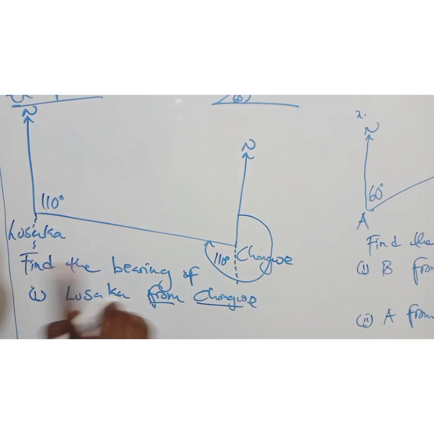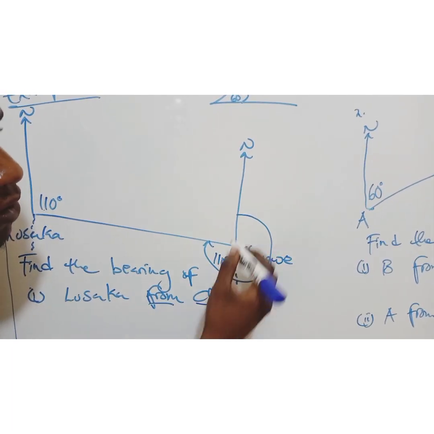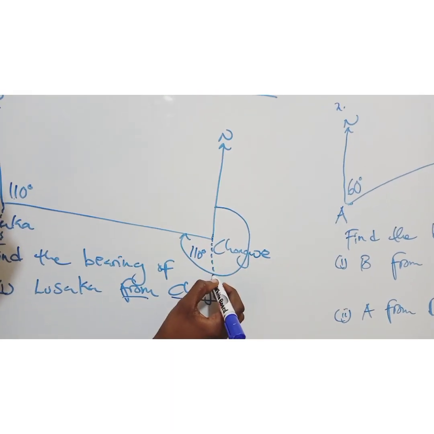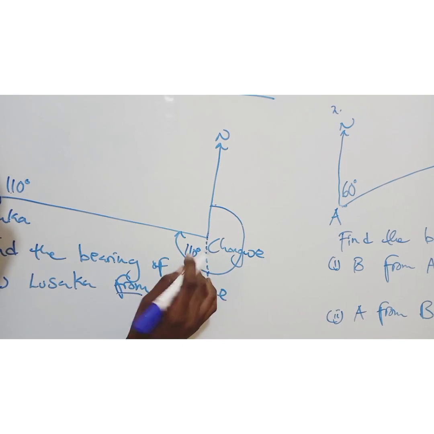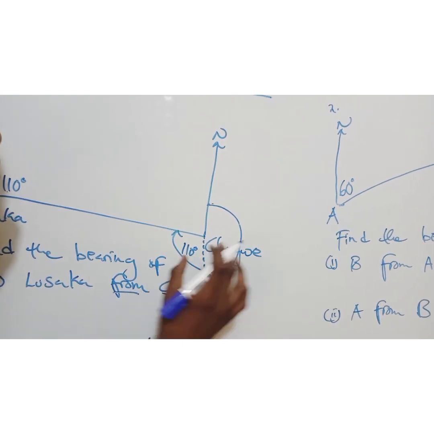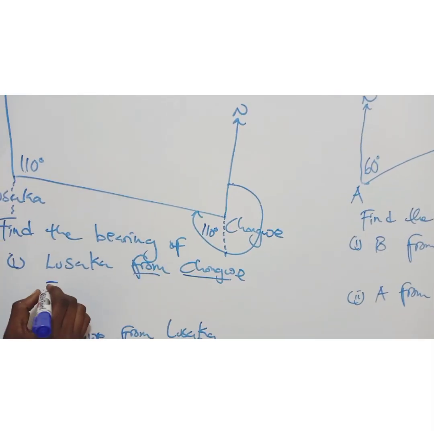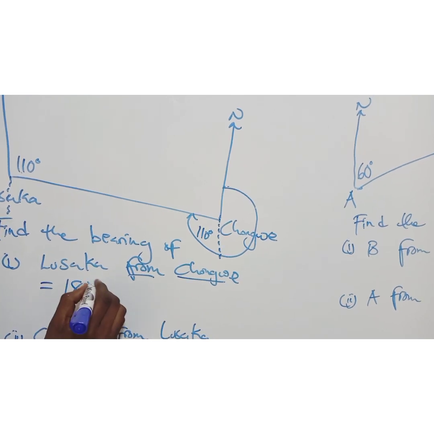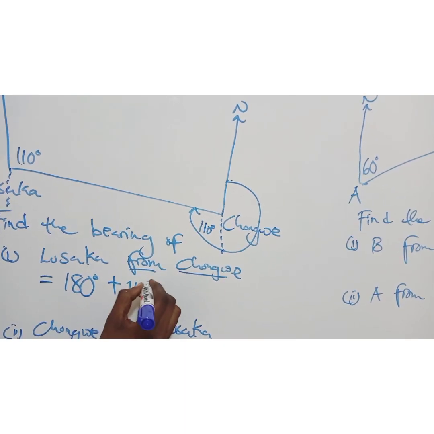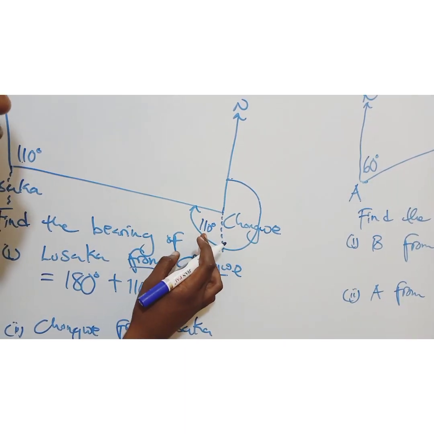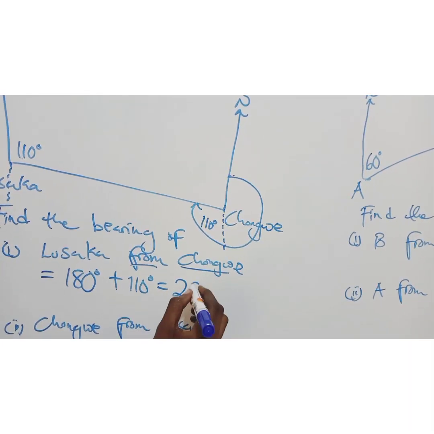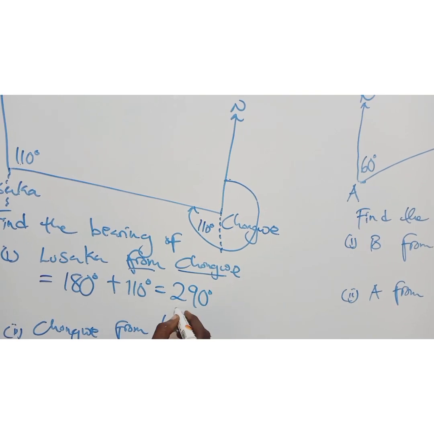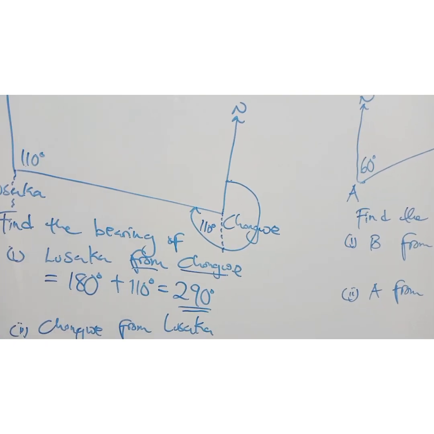And check this. Because of my fundamental figure, I know that from here up to here is 180. From here up to here is 180. And this number, 110, is part of the bearing. So what I have is 180 plus 110. Why plus? Because this 110 is part of my bearing. This will give us 290 degrees. So that's your bearing. Simple as that.